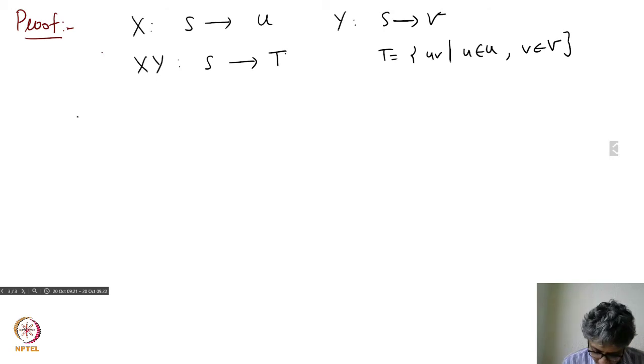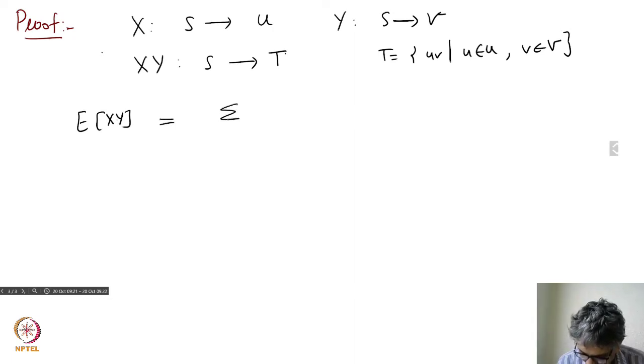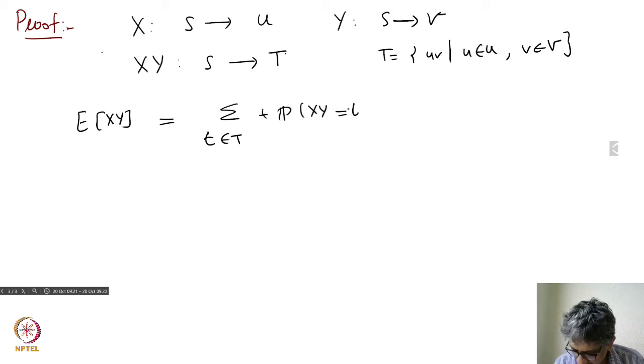So now what happens? What is E of XY? E of X times Y is the same as the sum over t in T of t times the chance that X times Y is equal to t. That's what the random variable XY looks like. And now this is the same as the sum over u in U, v in V.